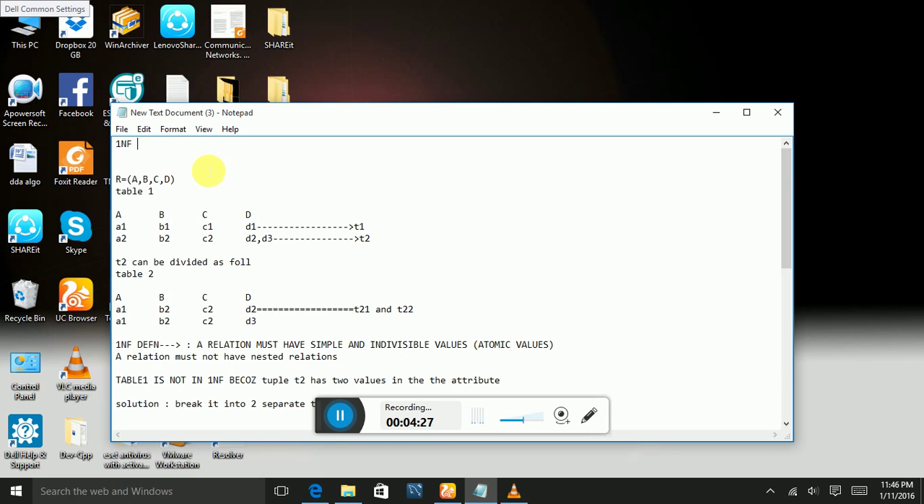Now there are two tables, as you can see. In table 1, I have an attribute D in tuple T2 which has two values. These are not atomic values, not indivisible values; they are divisible. I can divide them into two separate values, D2 and D3. Now these are simple, indivisible and atomic values. So a table which was not in 1NF is now converted into a table in 1NF. You have normalized a table which was not in first normal form into a table which is now in first normal form.